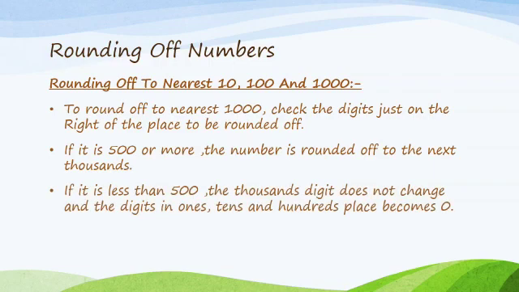Similarly, if you have to round off to the nearest 1000, check the digits just on the right of the place to be rounded off. If it is 500 or more, the number is rounded off to the next thousand. If it is less than 500, the thousands digit does not change and the digits in the ones, tens and hundreds places become 0.